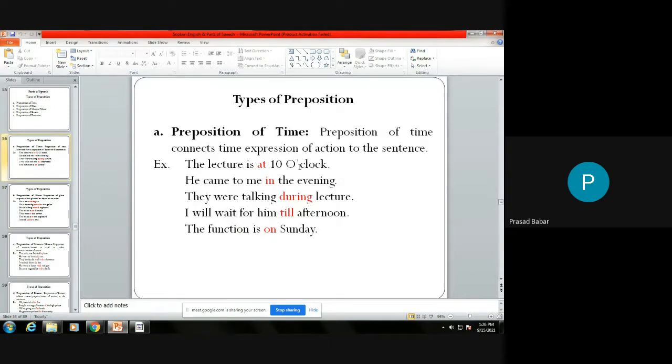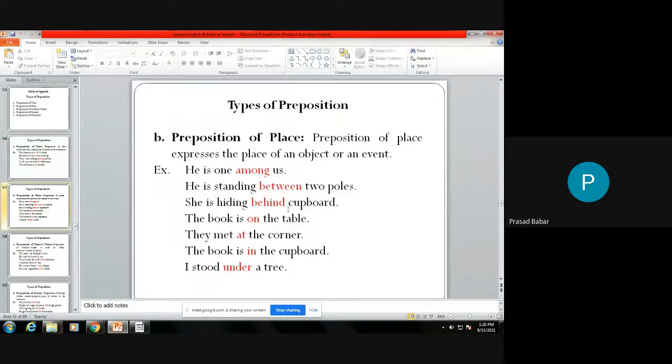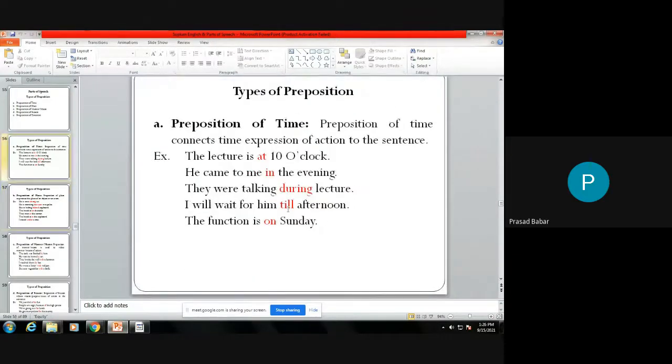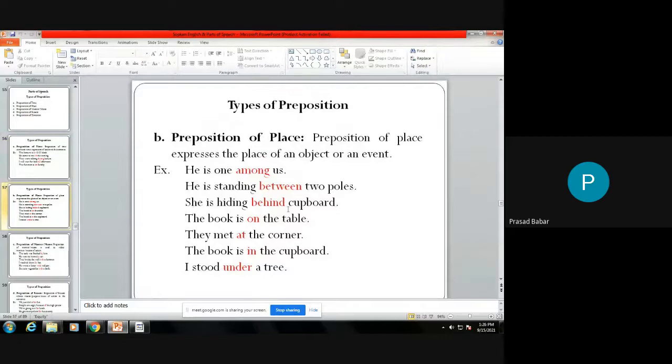So the highlighted words at, in, during, till, on, these are called prepositions of time. Is it understood? Yes, sir. Okay.